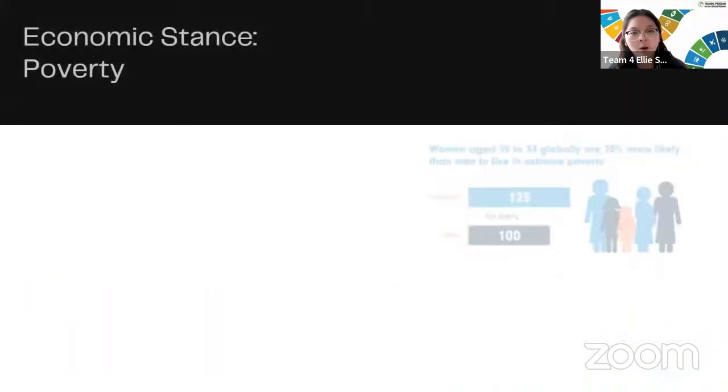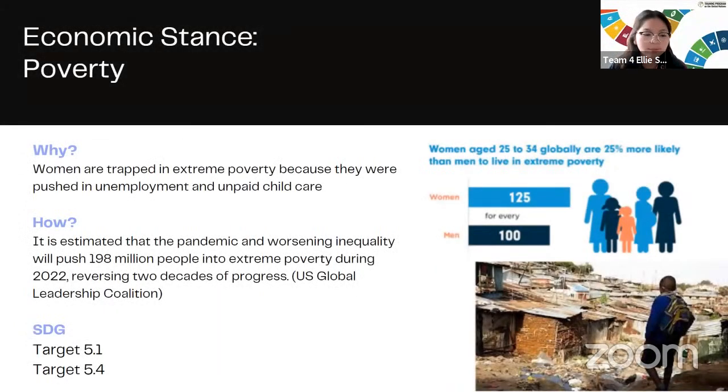It extends to poverty. Now, women were trapped in extreme poverty because they were pushed into unemployment and unpaid childcare. Unpaid childcare is a status rooted in the gender norms and the social roles of our society, which expects women to take up the childcare in the family, which means that women who are employed have to go out to work and come back home to spend hours upon hours taking care of their children without getting any pay at all. And especially during COVID-19, because children were staying home, this work only increased.